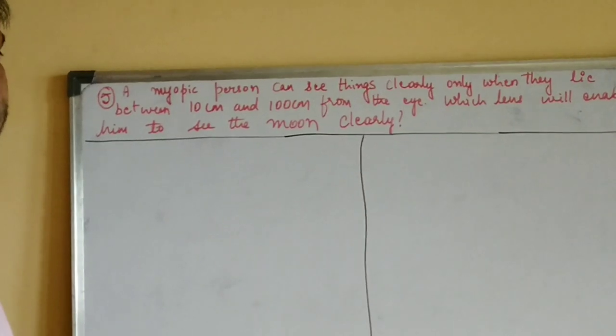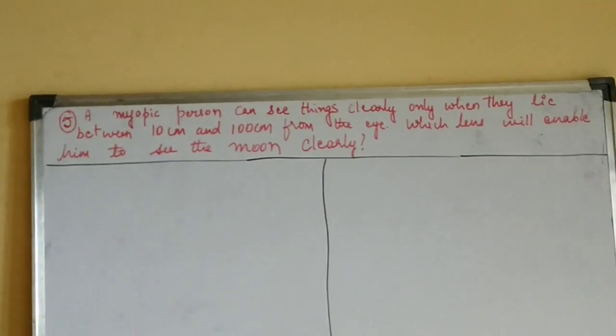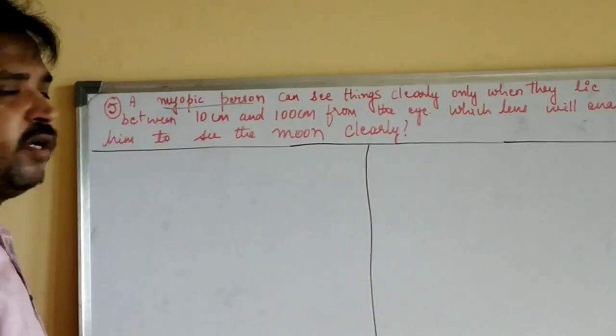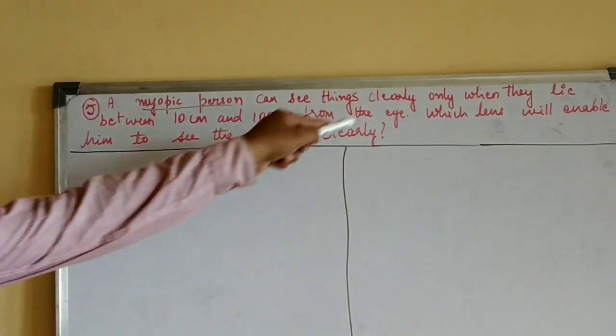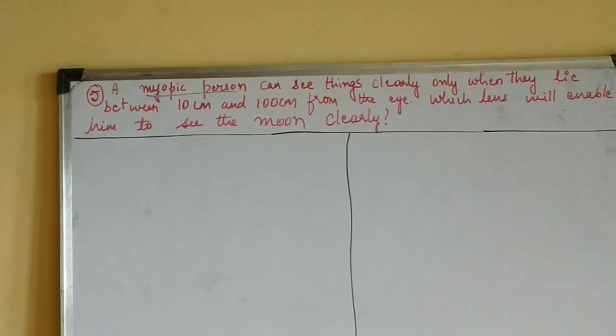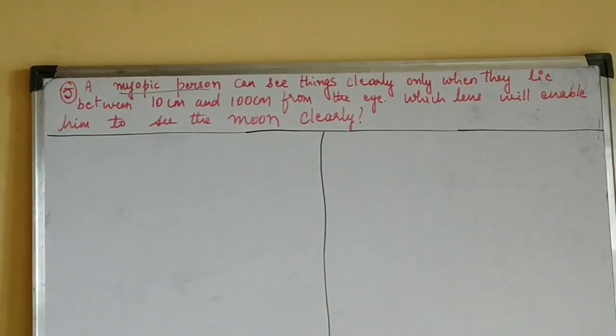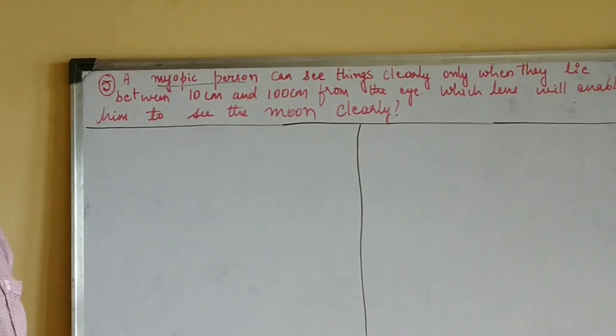Now you can see the 5th problem. The myopic person can see things clearly only when they lie between 10 centimeter and 100 centimeter from the eye. Which lens will enable him to see the moon clearly?